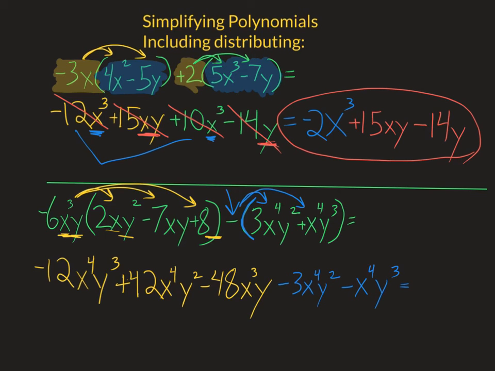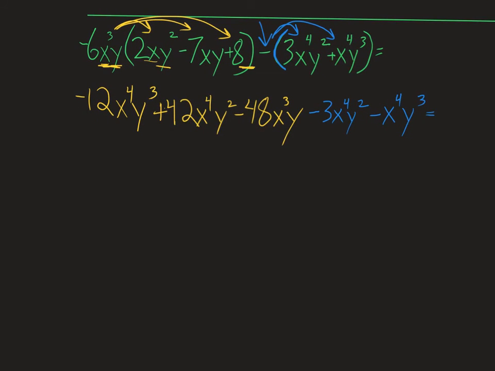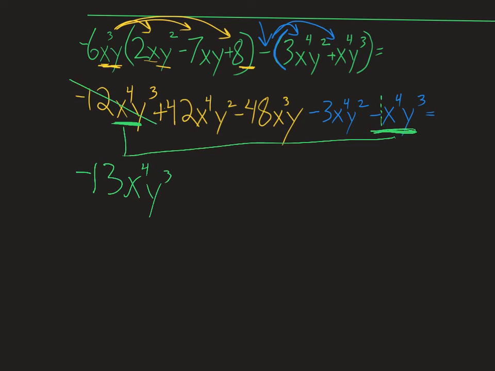All the distributing was done. All we've got left is any like terms, so we just go back through and look for them. Are there any x to the 4th y cubeds? Yep, there's one way at the end. So -12 and -nothing, remember that's the -1, is -13 of the x to the 4th y cubeds. And we've used them, so I'm going to cross them out to keep track of things.